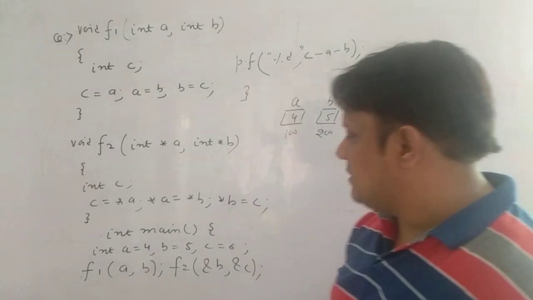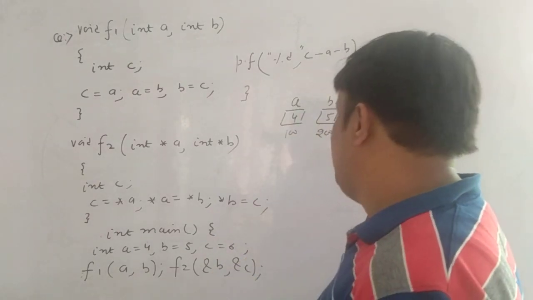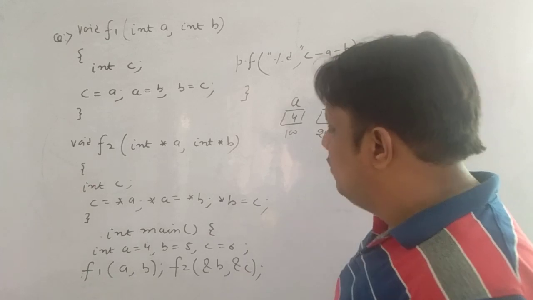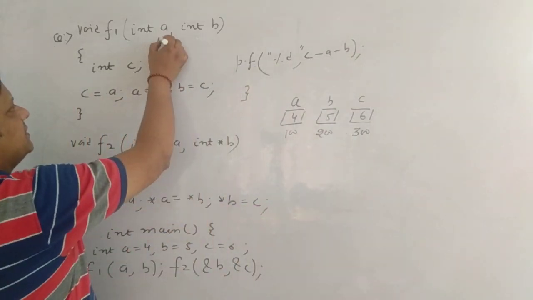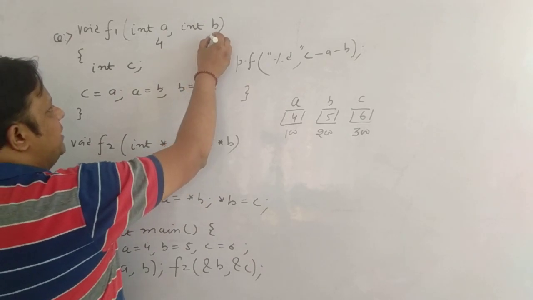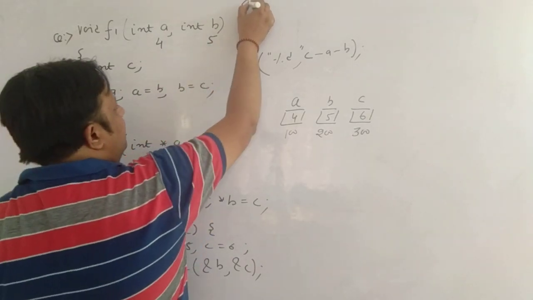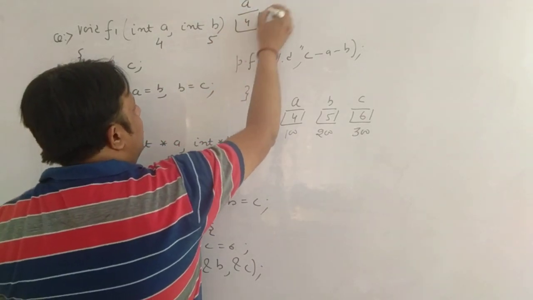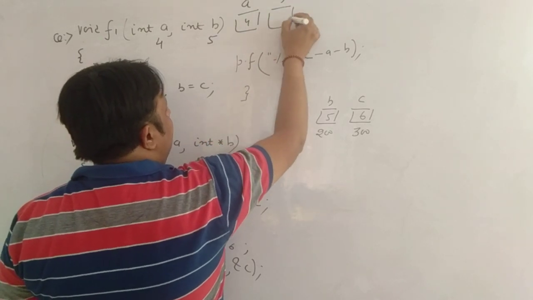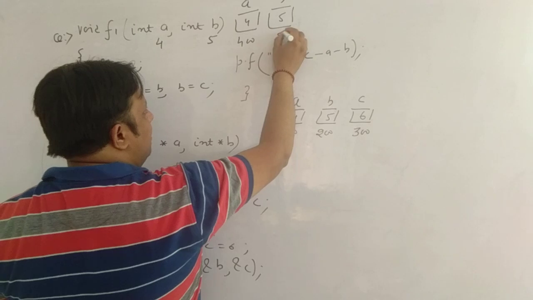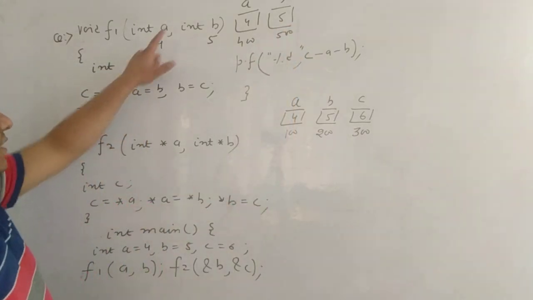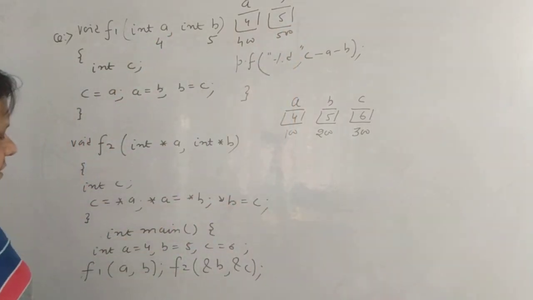So what I'm doing first, I'm passing A comma B. So I'm passing 4 comma 5, F1 4 comma 5. Therefore the value of this A is 4 and this B is 5. Let's suppose their address is 400 and 500. Right, so guys, this A and this A both are different, right?